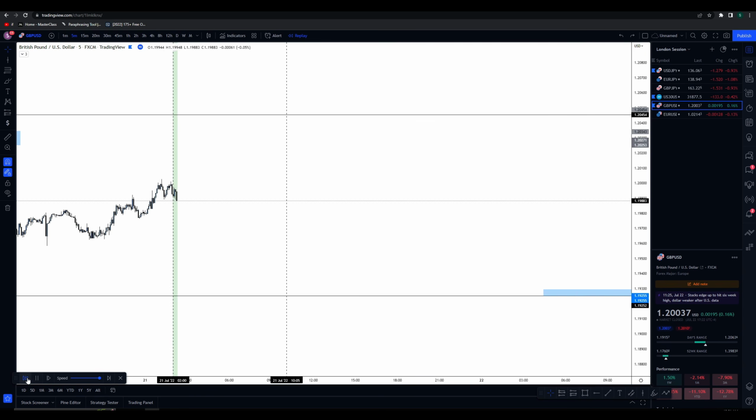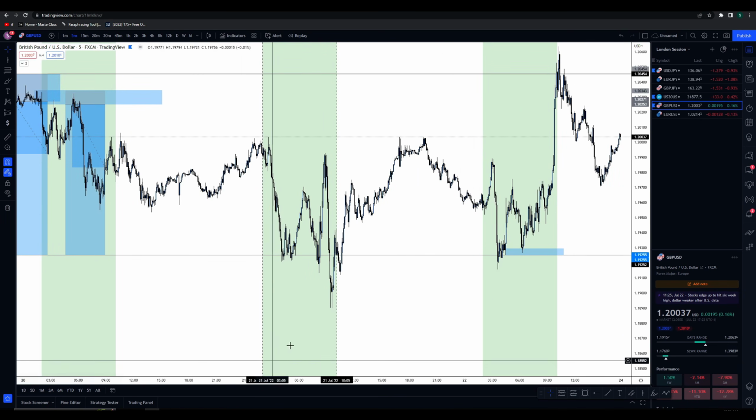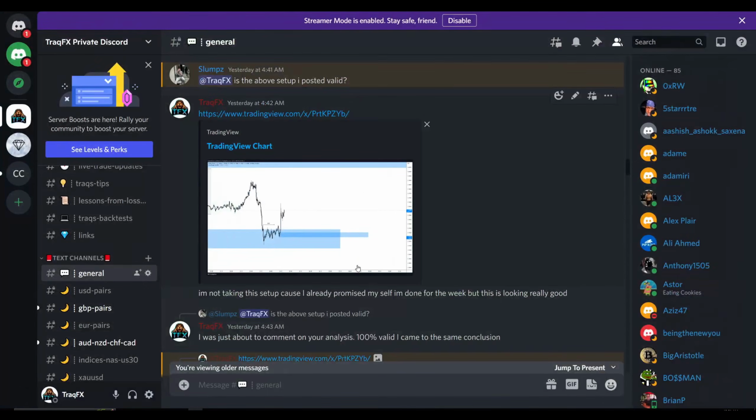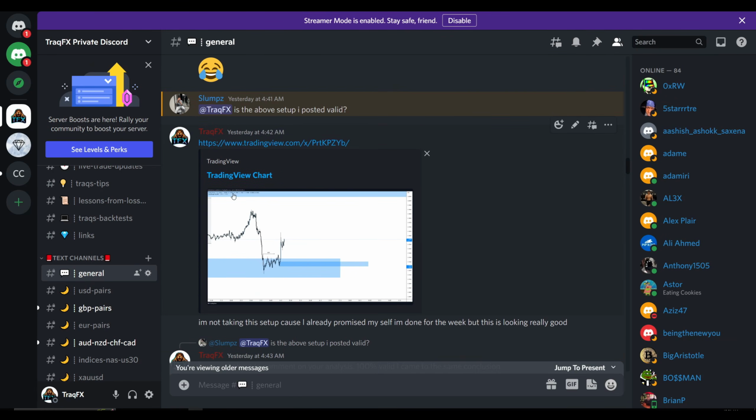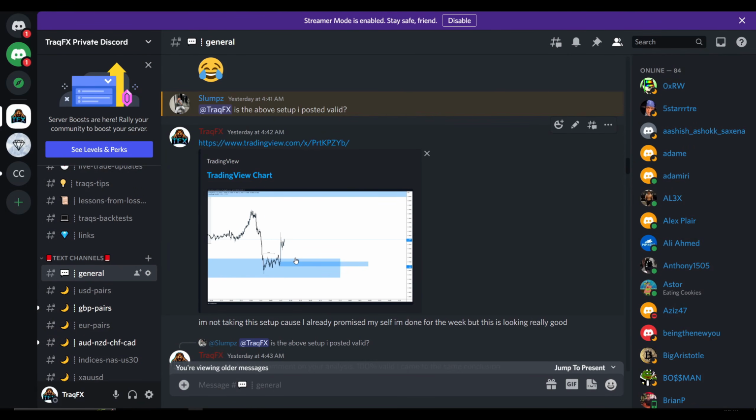So now that we got that out of the way, let's start off with the trades that I'm going to go over. The 2 trade setups that I want to go over are GBP USD, as you can see on the chart. We have this on my Discord channel. I sent out this TradingView link in the general chat.